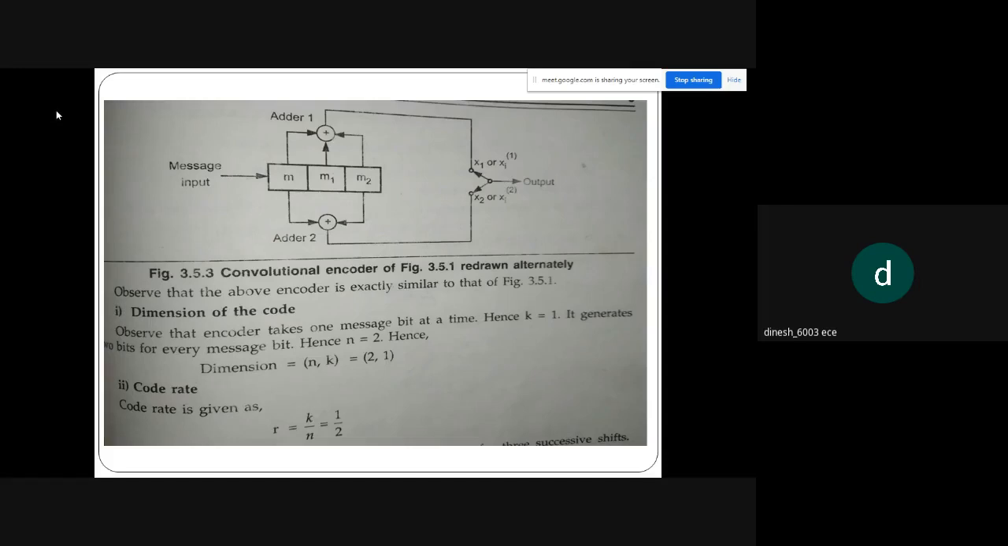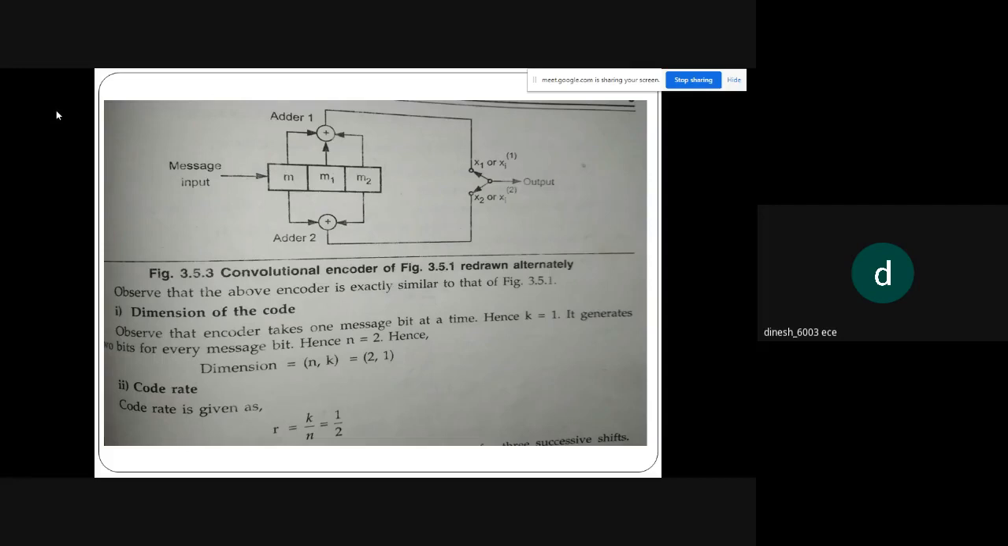Now see how many message inputs there are. The message input is only one at a time, so k will be equal to 1. When you give 1, how many outputs do we get? Which are x1 and x2. There are two values. So n will become 2, k will become 1. So the dimension of this convolutional encoder is n comma k, which is 2 comma 1.